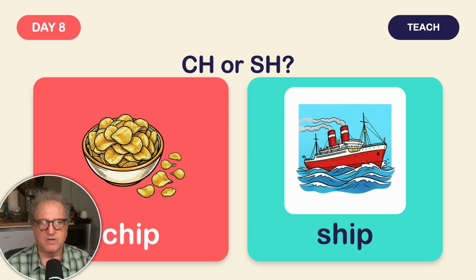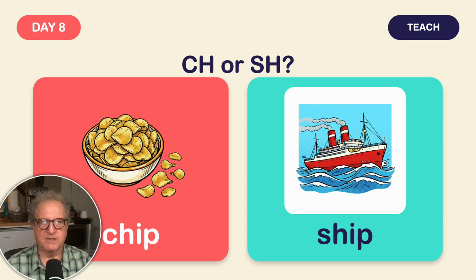Two words. The word on the left is chip, like potato chip. Yeah, that looks like a potato chip. And the word on the right is ship. It's like a big boat, a ship. Okay, so chip, or ship. You can repeat after me.